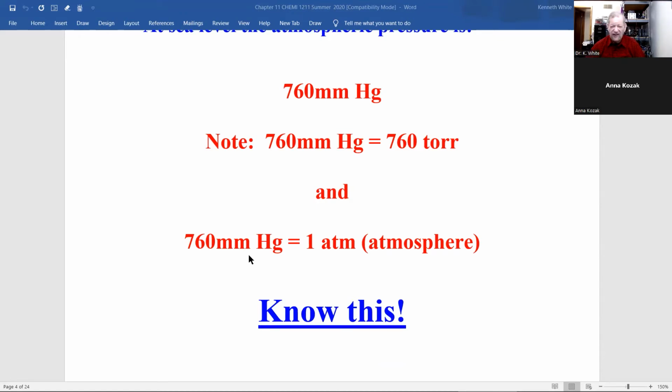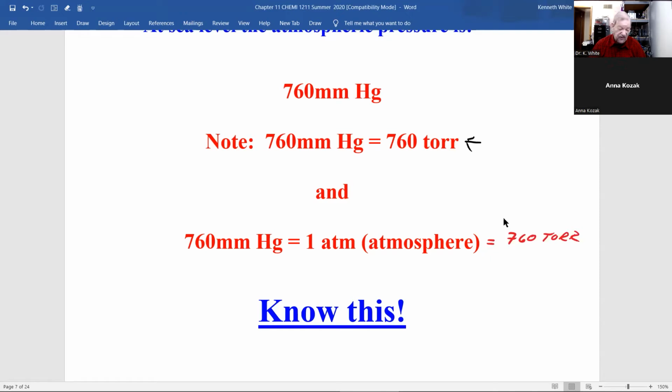And because of this, you also know it's equal to 760 torr. And this you should know.